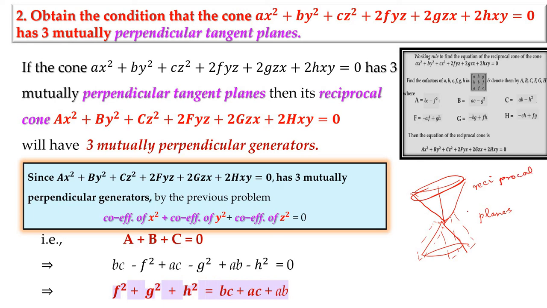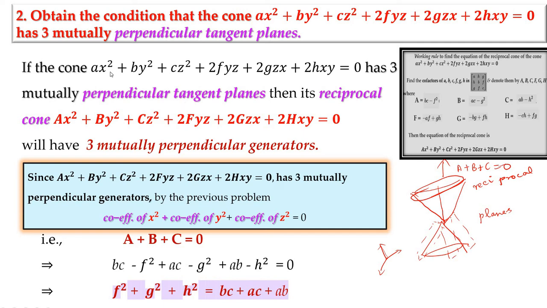So we have the axes. When we consider the coordinate planes, the axes will be perpendicular. These are the coordinate axes, they are perpendicular, so these axes are generators for this cone. Now in the first problem we derived that whenever we have a cone having three mutually perpendicular generators, the equation of this cone is this. So in this, the coefficient of x square plus coefficient of y square plus coefficient of z square should be 0. That is what is given here.